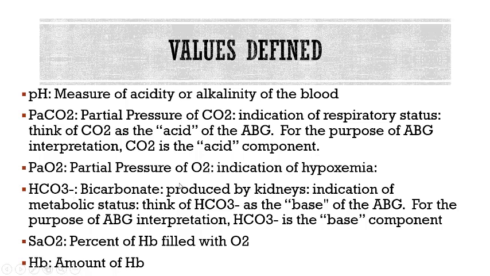Your bicarbonate, which is produced by your kidneys, is an indication of your metabolic status. So your CO2 is an indication of your respiratory status. Your bicarbonate is an indication of your metabolic status. Think of bicarbonate as the base for an ABG, and this will make more sense later. So that's the base of the ABG. Your SaO2 is the percent of hemoglobin filled with oxygen, which you guys know, and then hemoglobin is the amount of hemoglobin.